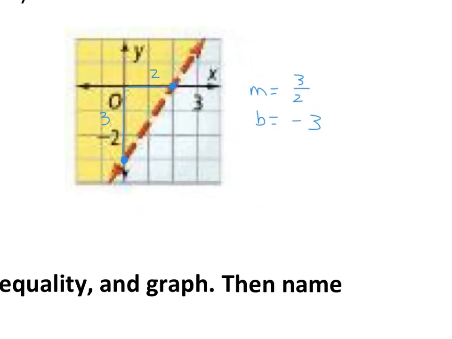So again, now I'm going to start my equation. y equals mx plus b. So 3/2 x minus 3. And now when I look at this from my start position, where's the shading? Well, all of the shading's going up. So that means that I should have greater than the dotted line here. It's dotted, so there's no equal sign on that. So it's just greater than because it goes up. And that's my answer.